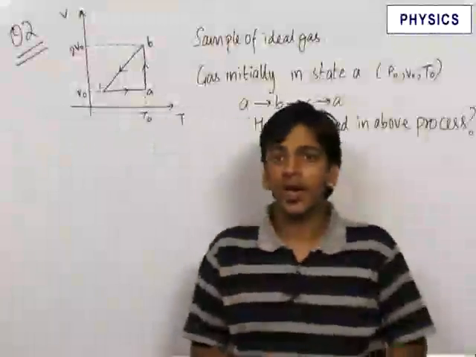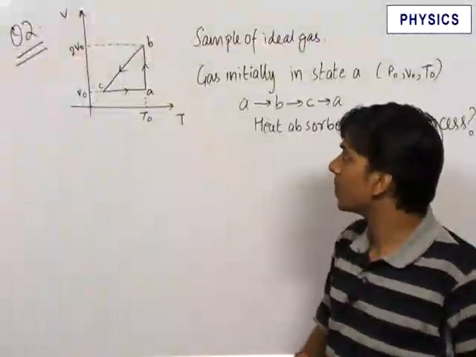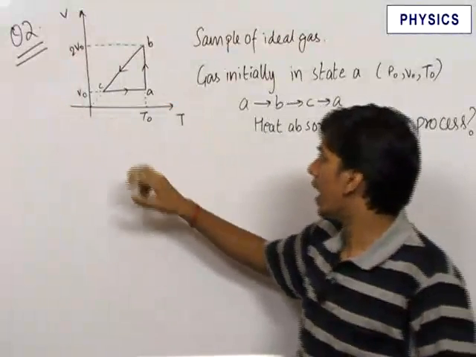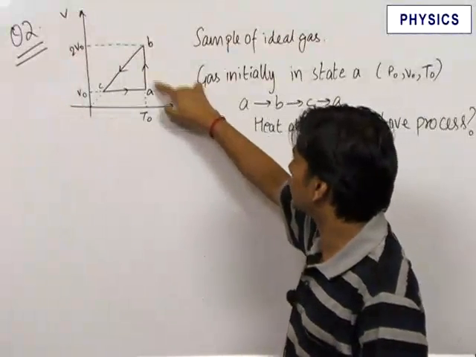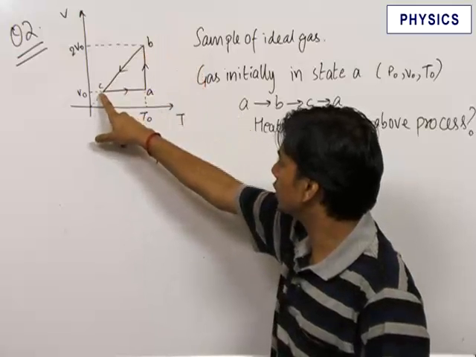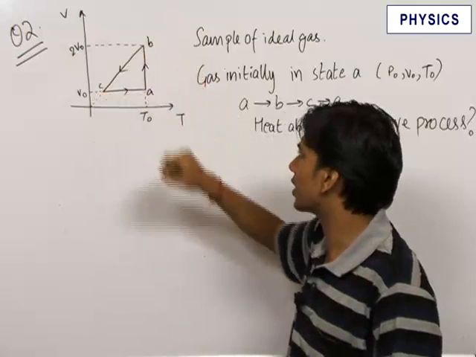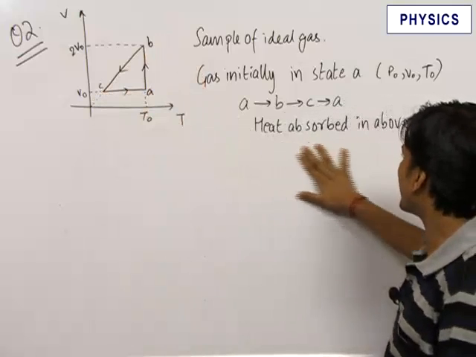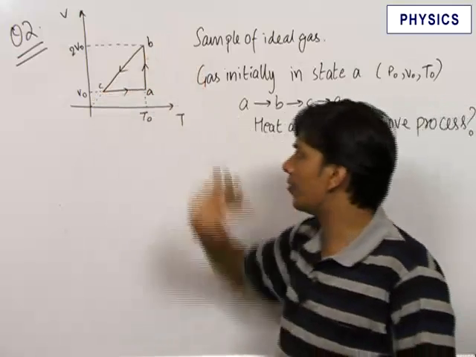So the second question that we have is another question involving graphs. We have been given a volume versus temperature graph for a gas, and the gas is initially in the state A, it goes to B, comes back to C to its original volume, and then comes back to A via isochoric process. Now we need to find out the heat absorbed by the gas in the above process.